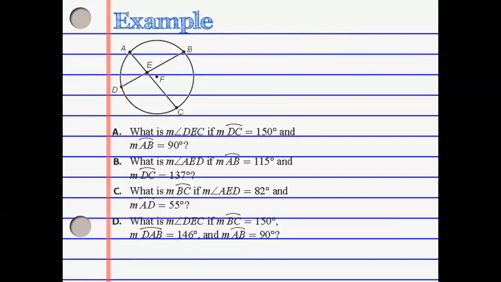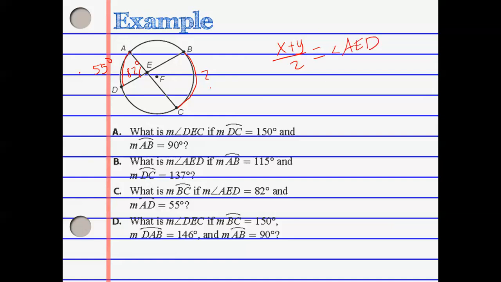Okay, this says, what is the measure of arc BC? All right, so this is my question mark now. If the measure of angle AED is 82 degrees, and the measure of arc AD is 55 degrees. Now remember, I know x plus y divided by 2 equals the measure of angle AED.